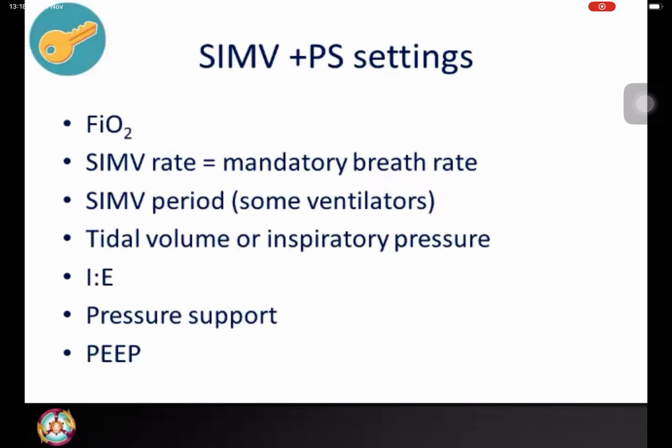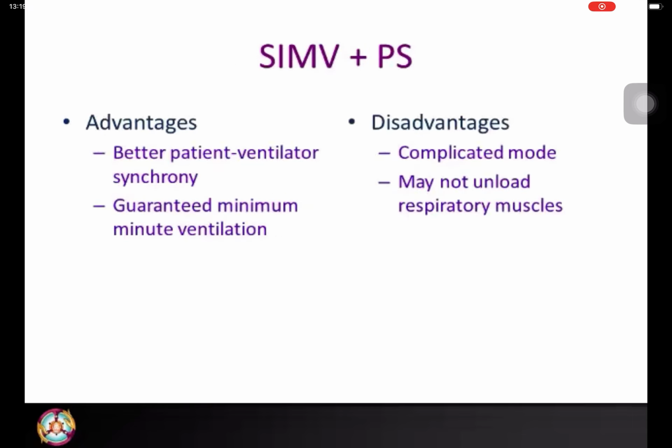In this mode, it's necessary to set the FiO2, the SIMV rate, which is equal to the mandatory breath rate, the SIMV period in some ventilators, the tidal volume or inspiratory pressure, the IE ratio or inspiratory time, the pressure support, and PEEP. The advantages of the mode include better patient ventilator synchrony and a guaranteed minimum minute ventilation, but it's a complicated mode and it may not rest the respiratory muscles.